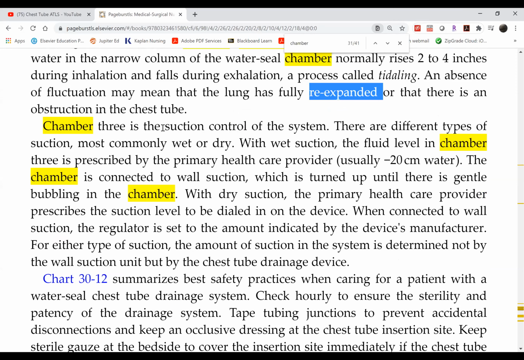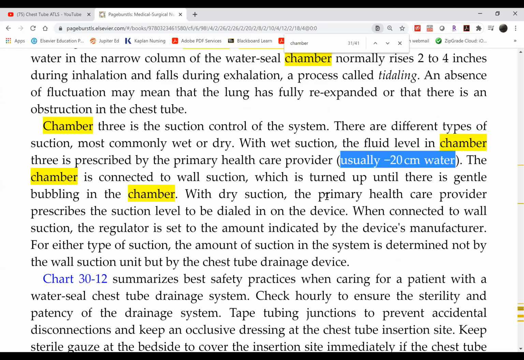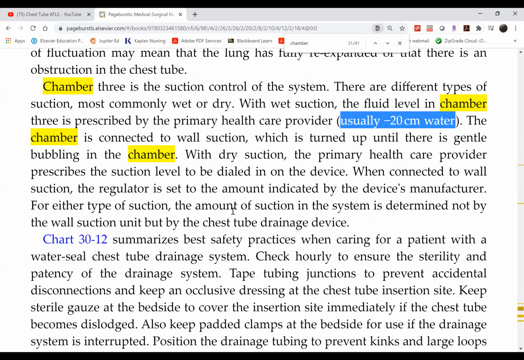So the tract closes on its own after several hours. We discussed that chamber 3 is the suction control. If it's a wet setup, it's usually 20 centimeters. Dry, you can go up to 40. Chamber 3, the suction control chamber, is the chamber that should be bubbling. In a wet setup it should be bubbling, meaning if there's no bubbling in there, there's no suction.